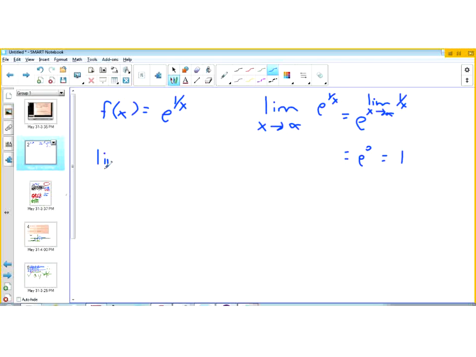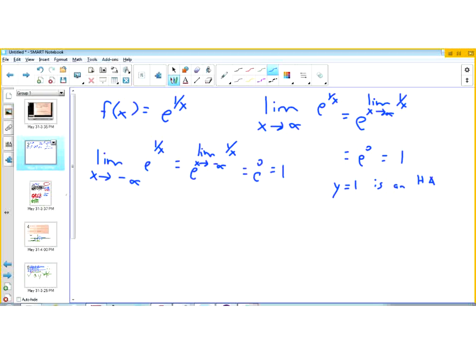And how about the limit as x approaches negative infinity of e to the 1 over x? That is equal to e, bringing the limit operator into the exponent. And again, that's equal to e to the 0, which is equal to 1. Okay, so the line y equals 1 is a horizontal asymptote.